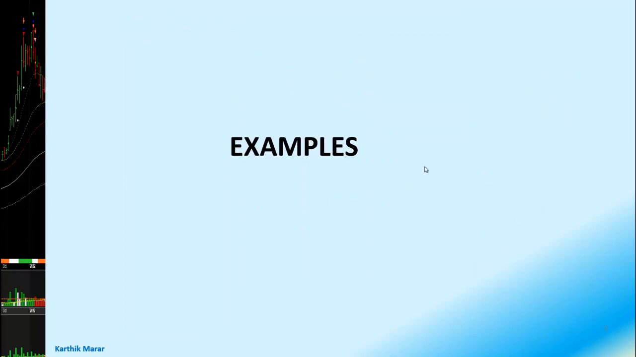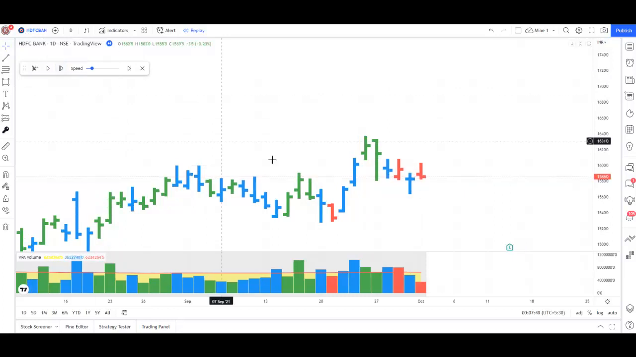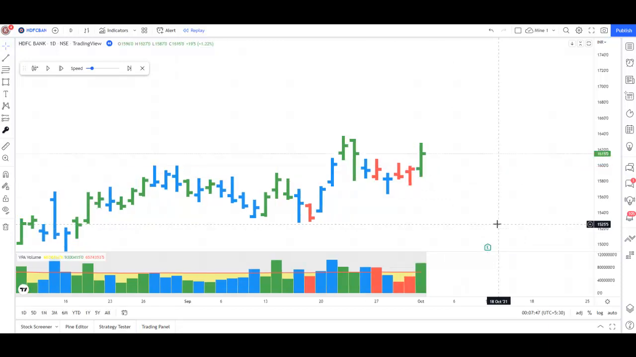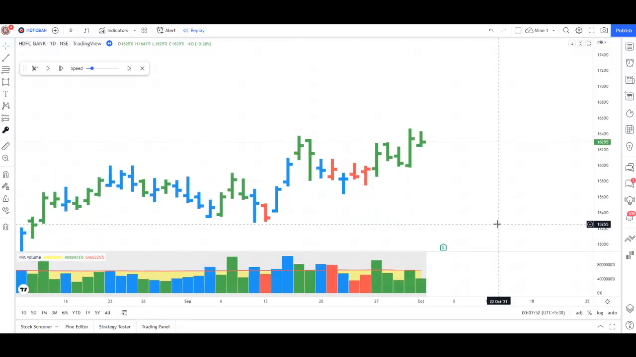Now let's look at some examples. In the first example, I have the chart of HDFC Bank. I'm using the playback mode to give a better illustration. Now let's see how the subsequent prices play out. You can see that the movement has been more of sideways.